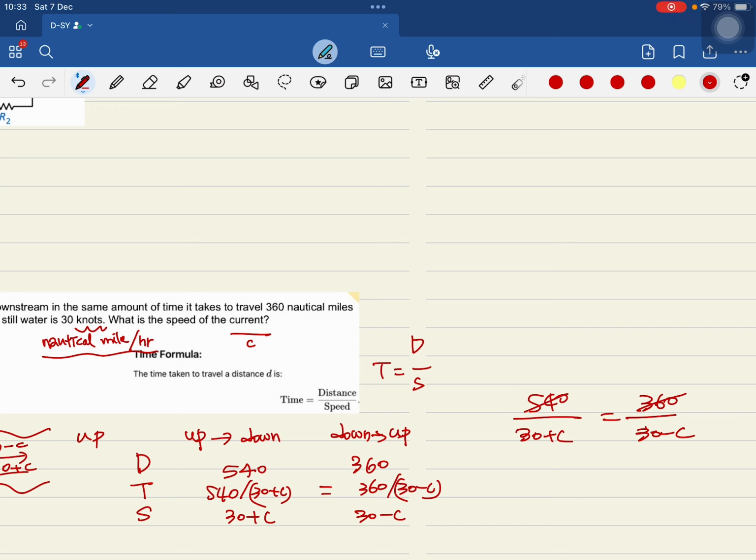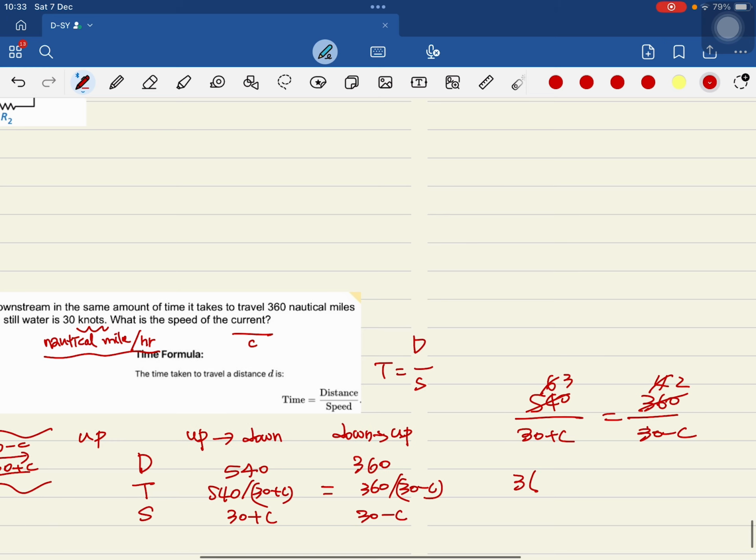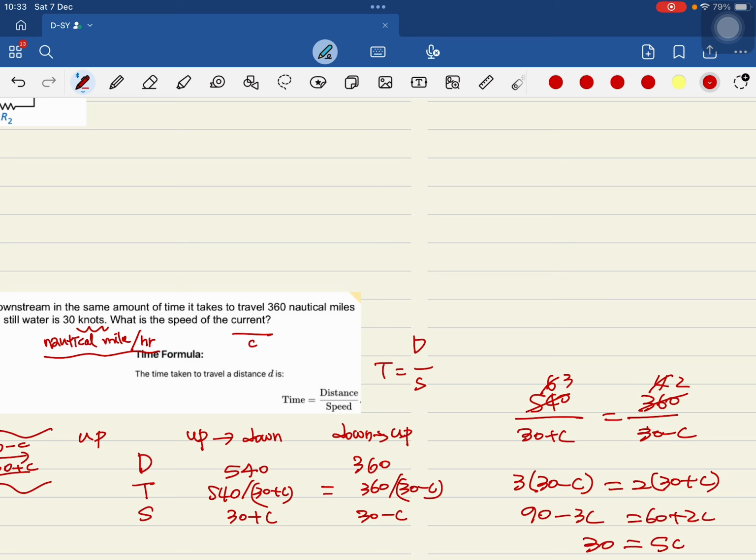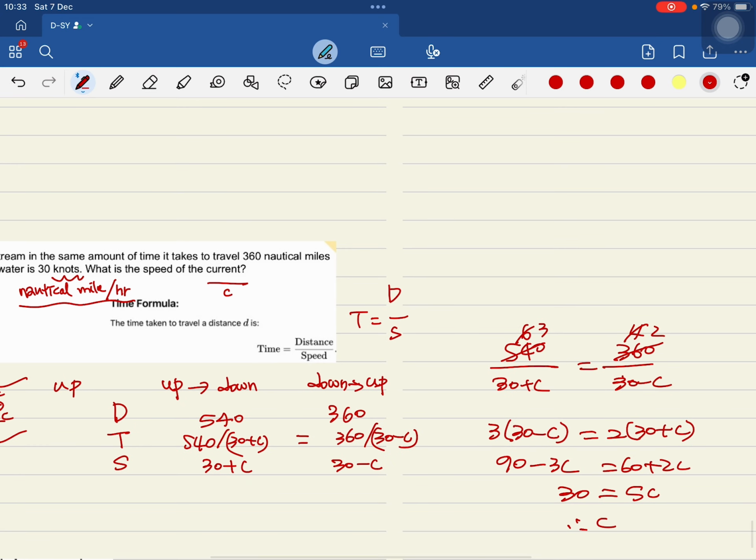So let's make it like 90 times 6, 90 times 4, and 2 and 3. When we make a cross product, 3 times (30 minus C) equals 2 times (30 plus C). 90 minus 3C equals 60 plus 2C. 5C becomes 30. That's why C becomes 6 knots. So the speed of the current is 6 knots.